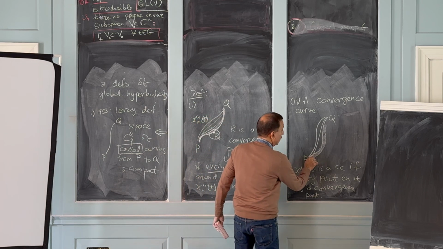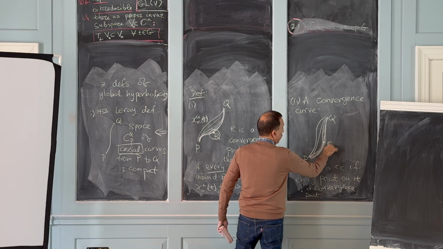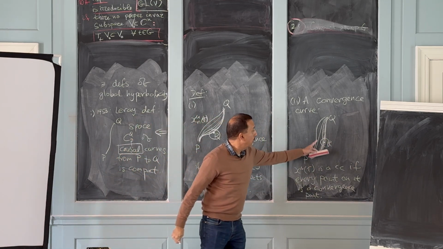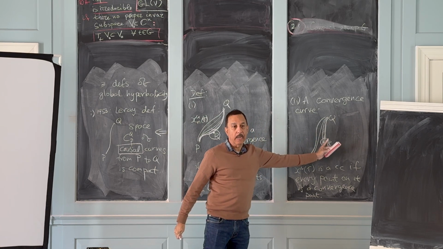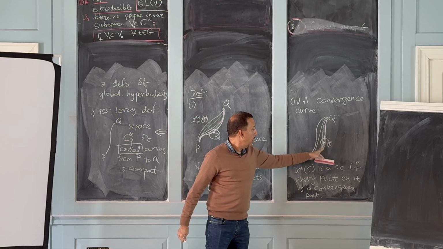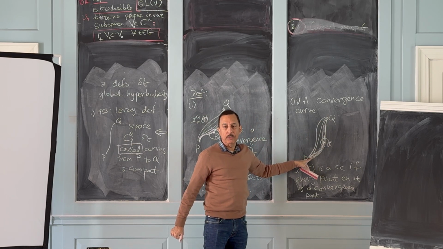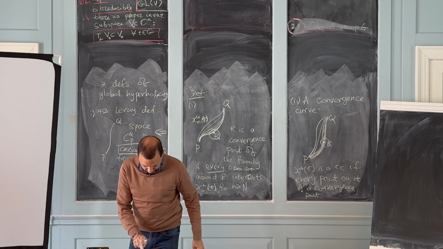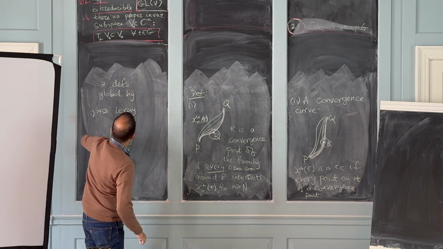So if I claim that this thing is a convergence curve, then I just pick an arbitrary point on it, call it R, look at an arbitrary open set around it. I find that it intersects with this family of curves for sufficiently large n. That's a convergence point. I do that for every point along this particular curve. If it's always true, then that curve is a convergence curve. Okay. Now we are almost there.